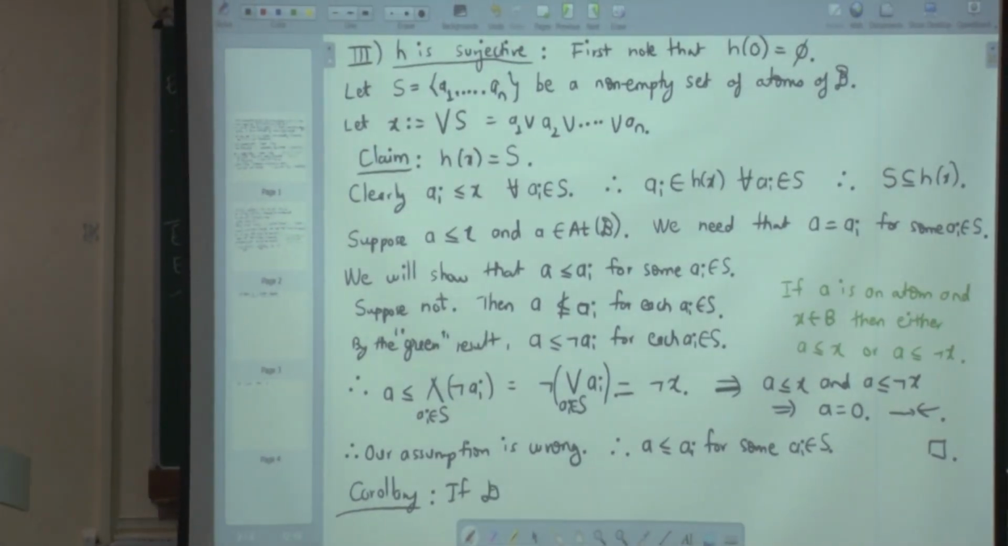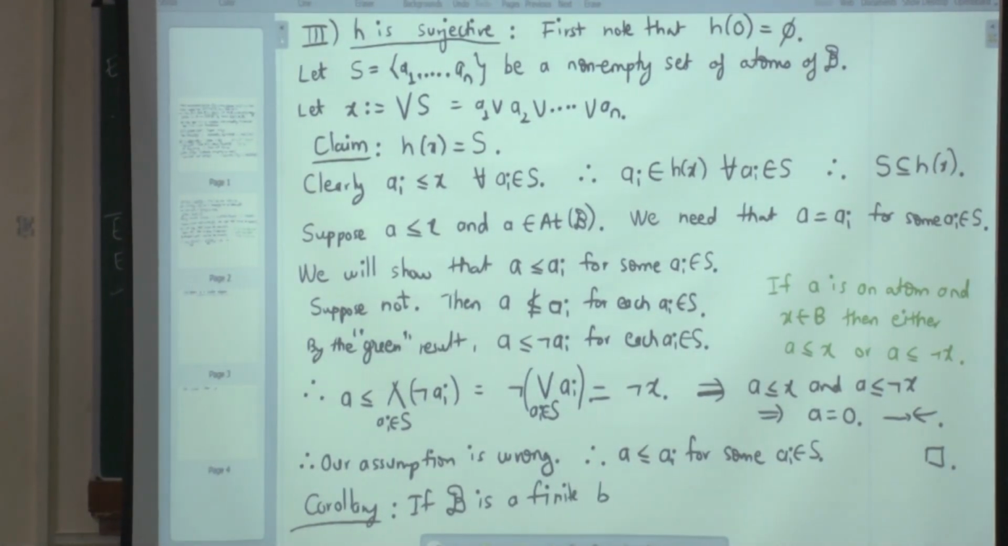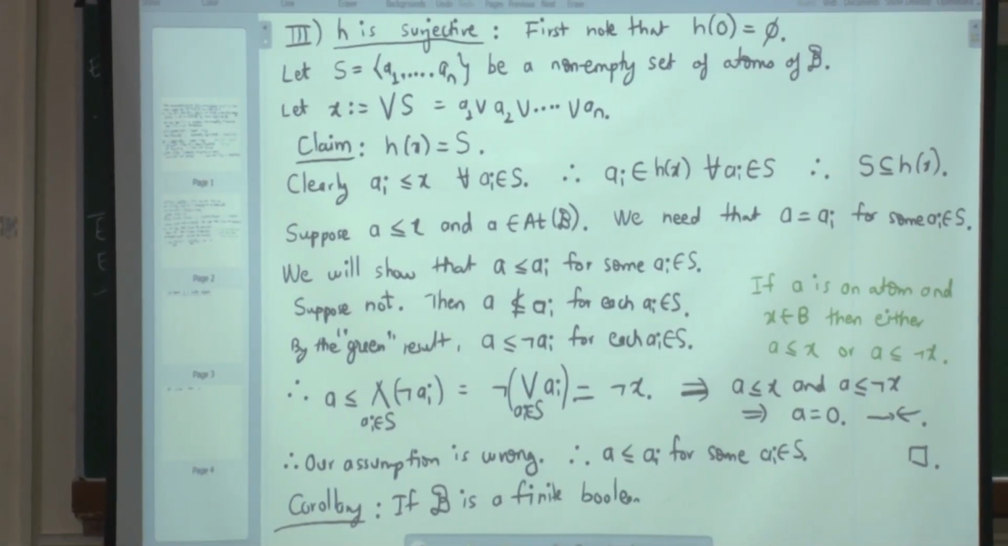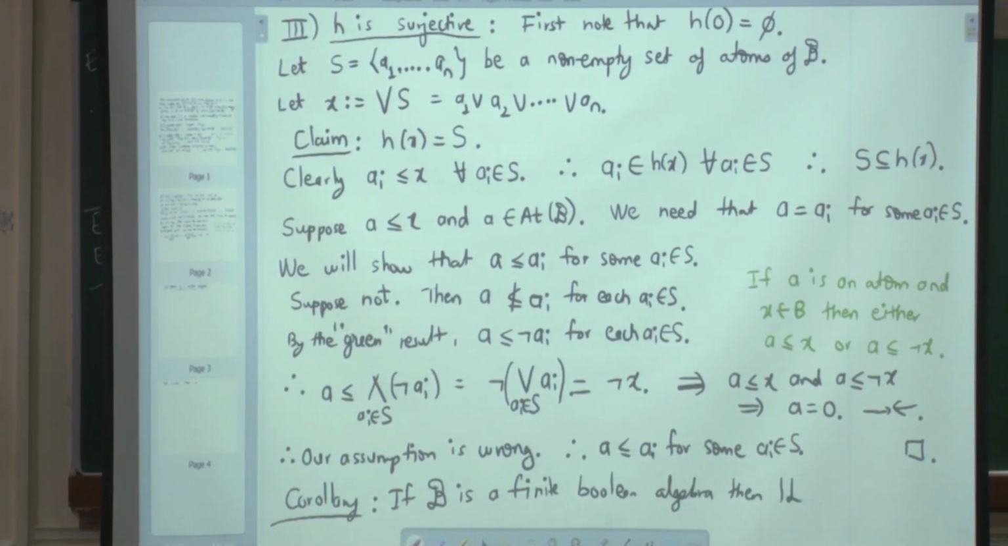Okay, as a simple corollary, if B is a finite Boolean algebra, then what is the size of B? It should be a power set. What is the size of a power set? 2 to the power n for some n bigger equal 1. Any problems in Stone's representation theorem?